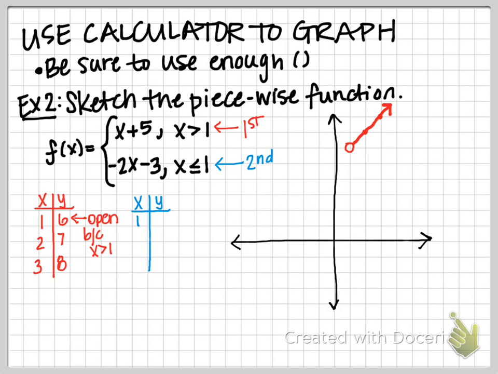Alright, let's look at the second one. So I start at 1, and I'm supposed to go smaller. So go from 1, because you have to use the one you're given because that's the open and closed circle information. So I'm going to use 1 and smaller: 0 and negative 1. I'm going to find the y values by putting them into the negative 2x minus 3 formula. Okay, and I'm going to keep in mind that's a closed circle because x is less than or equal to 1. I'm going to draw that picture.